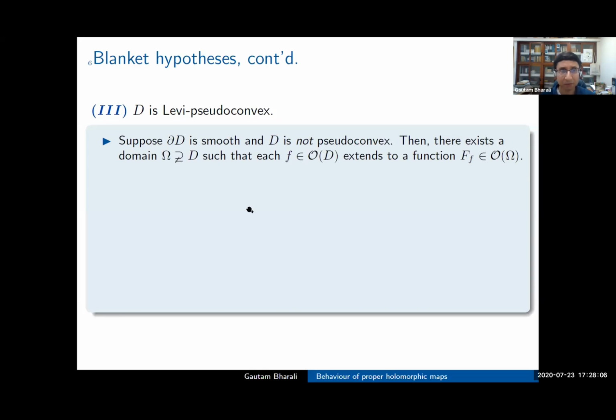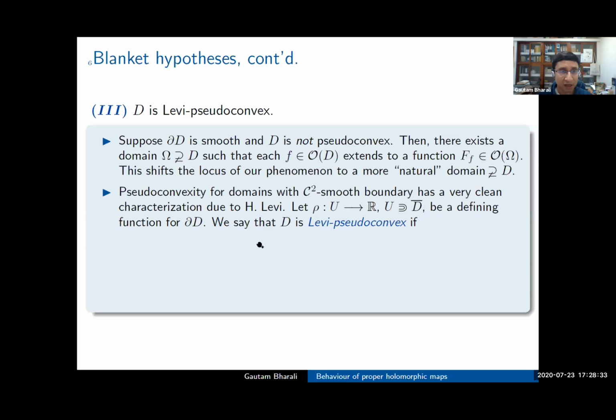And so you see, if that were to happen, then the locus of the phenomenon that we are interested in would shift to the bigger domain, right? Why would I, if I am talking about the behavior of holomorphic functions and holomorphic maps, why would I talk about D, right? So that is why I want to stipulate that this thing cannot happen. All right.